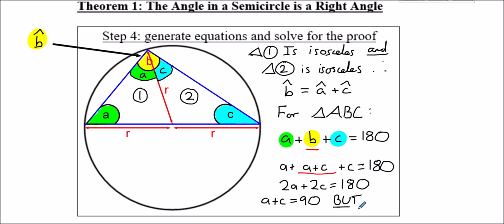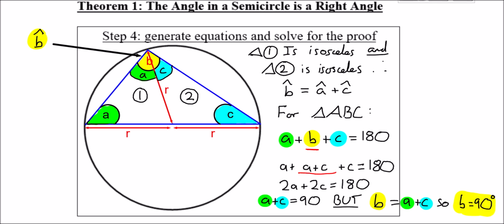But just remember, B, which is the angle in the semicircle, B is A plus C. So B equals 90 degrees, because A plus C, the green and the blue, that is B. So just remember that. So A plus C is 90, but that is what B is. And so B, because it's A plus C, is 90 degrees. So we've shown that B is 90, so we've proven it.